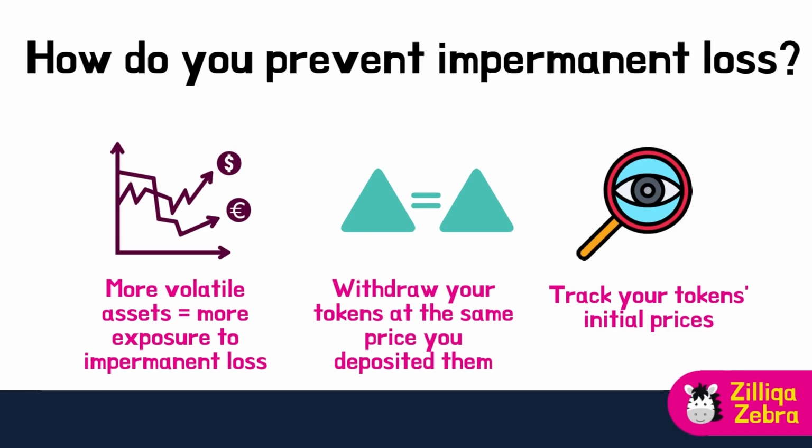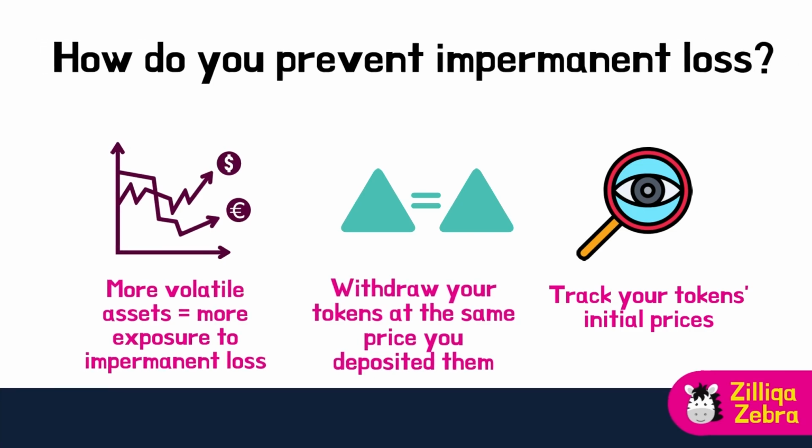How do you then prevent impermanent loss? As a simple rule, the more volatile the assets are in the pool, the more likely it is that you can be exposed to impermanent loss. The only way to ensure that $200 remains $200 when you pull it out is to withdraw your original tokens when they are at the same price that they were at when you deposited them. Tracking the initial prices of your tokens when you begin LP staking can help you avoid losses.